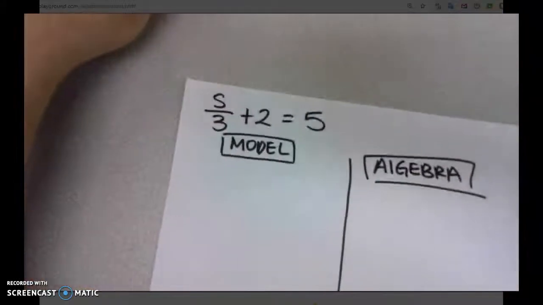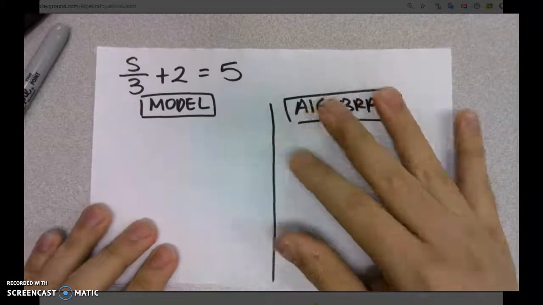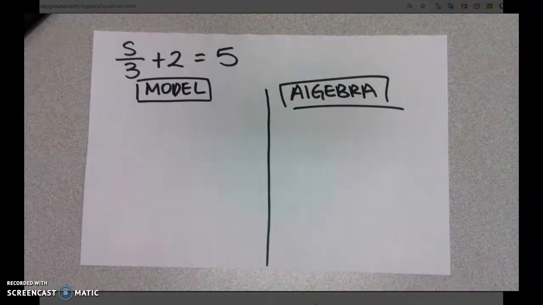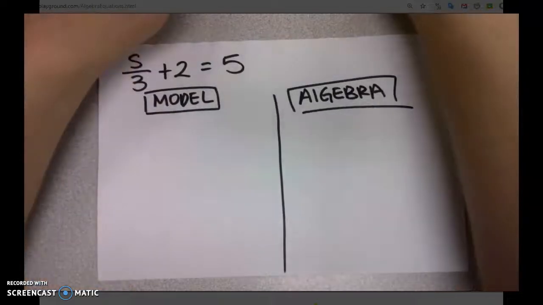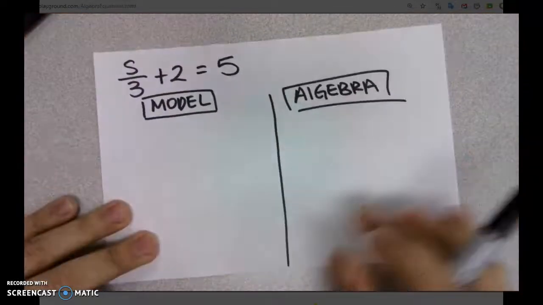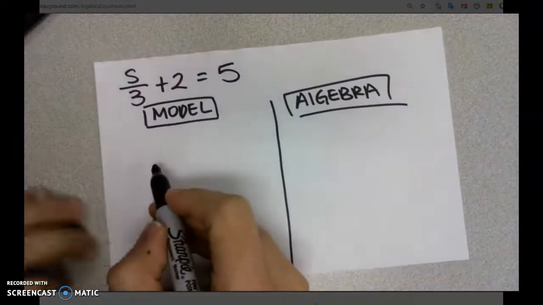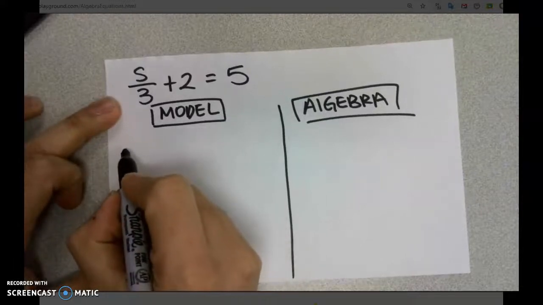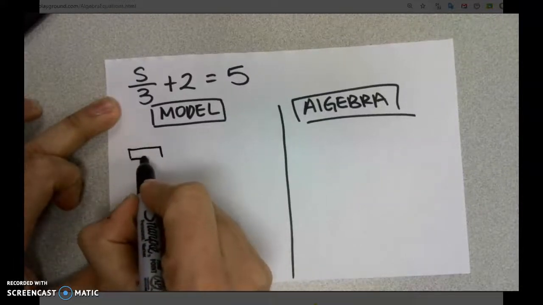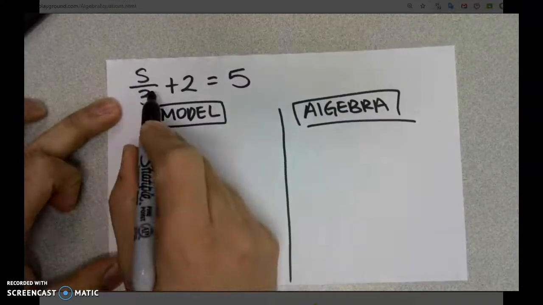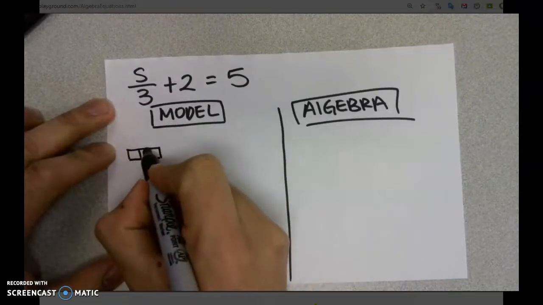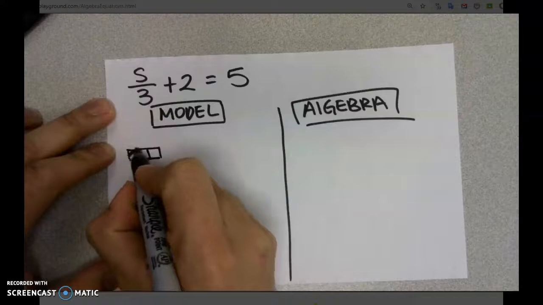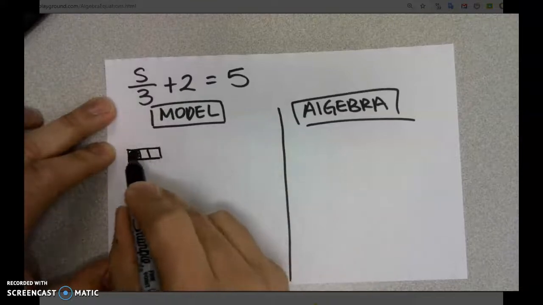Alright, so this one, s divided by 3 plus 2 equals 5, okay? So we're going to do both modeling and the algebra way. So let's just try it. S divided by 3. This was very familiar from last week in the sense that it's a bar, but how many pieces are we going to make? We have to make 3 pieces, right? But we have to shade only 1. So this is s over 3.